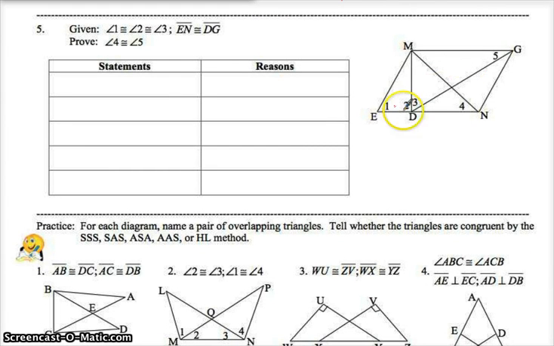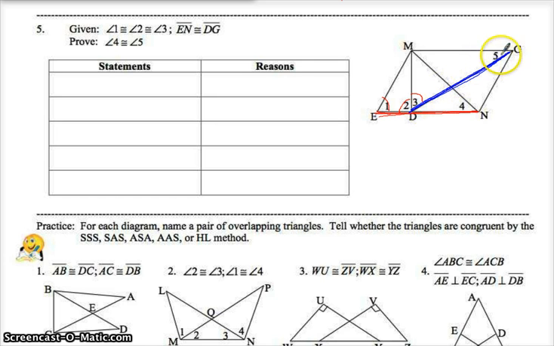This diagram is much more complicated, so let's look at the given information and mark it on the diagram. We have angle 1 is congruent to angle 2 is congruent to angle 3. Okay, that's not really helping me see what triangles I'm looking at. Then I have side EN is congruent to side DG. I'm making them different colors this time because I'm trying to see the triangles they're related to.